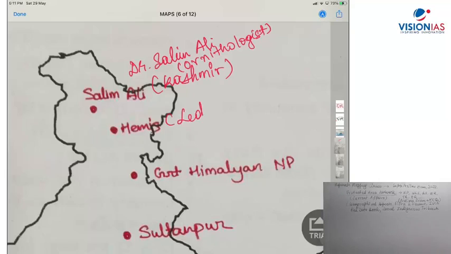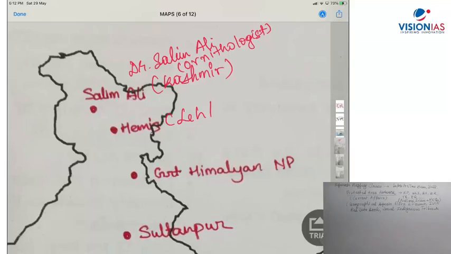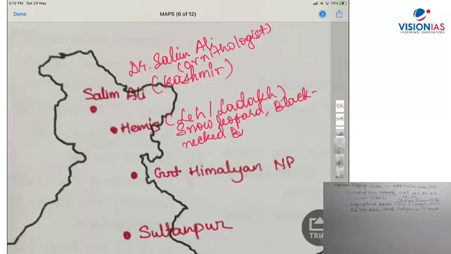Now Hemis. Hemis is a part of Leh, Ladakh. Hemis National Park from Ladakh is also famous for the snow leopard. In terms of species, you'll find the snow leopard. Then there is the black-necked crane, a very unique migratory bird which is found in the Ladakh region. So you have to connect from that part.